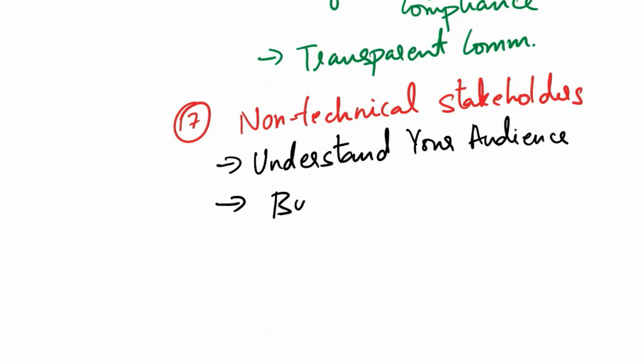Next, focus on business impact. Emphasize the business impact of your findings. Connect technical details to potential risks and consequences that may affect the organization's objectives, finances, reputation, and compliance.